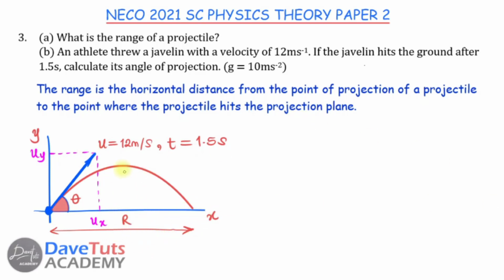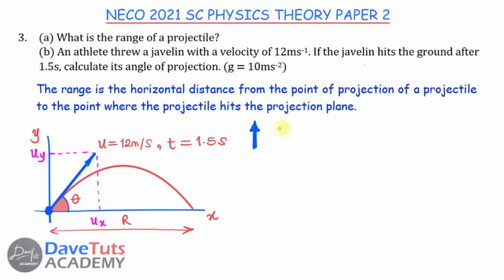And then in the second part, we are to look at this particular scenario in which the athlete is throwing a javelin with an initial velocity of 12 meters per second, and then the javelin will hit the ground 1.5 seconds later. We have to find the angle of projection. Now, for us to look holistically at this question, let's consider the upward movement of this particular projectile.